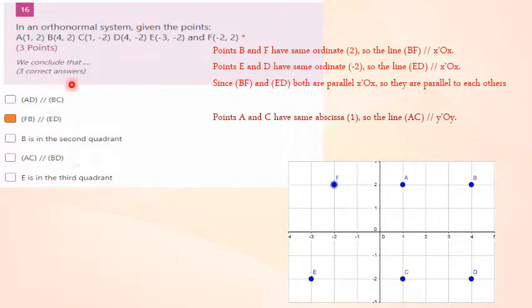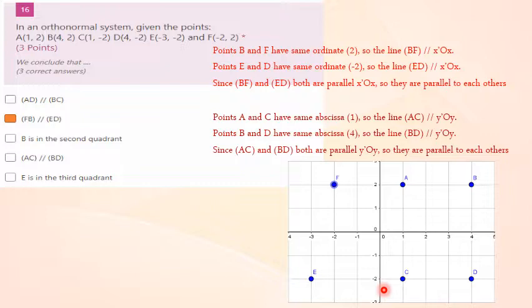What about B and D? B is 4, 2 and D is 4, minus 2. B and D also have the same abscissa, so BD is parallel to the y-axis. AC and BD, both lines are parallel to the same line, which is the y-axis, so definitely they are parallel to each other, and this choice is correct. AC is parallel to BD.